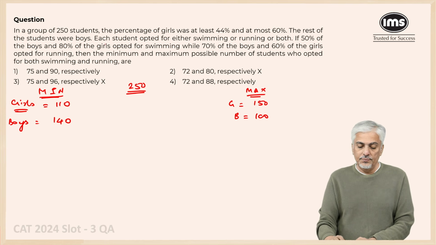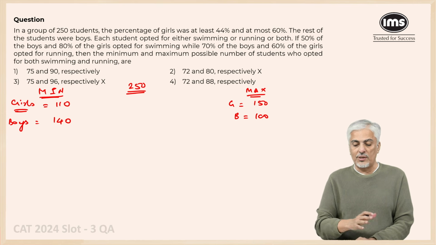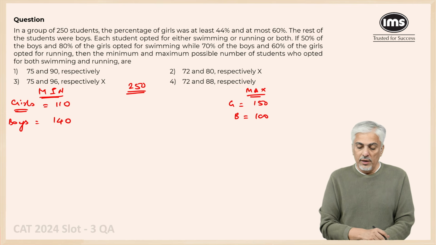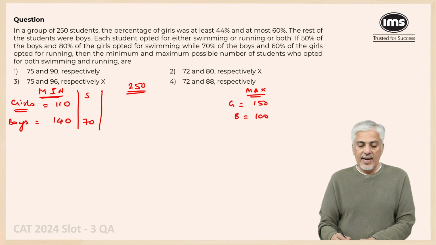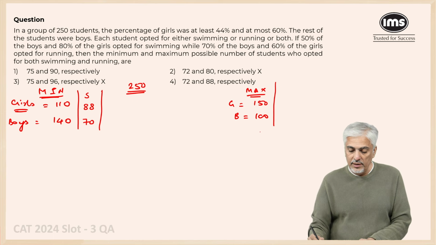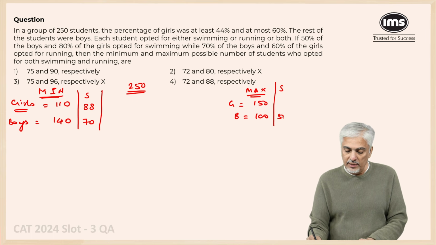Let's read. Each student opted for either swimming or running or both. So, everybody's done either one of the activities or maybe both also. If 50% of the boys and 80% of the girls opted for swimming. So let's look at swimming first. 50% of the boys, so 70, and 80% of the girls, so 88 are doing swimming. Over here also I can do that, swimming. 50% of the boys, that is 50 over here, and 80% of 150 will be 120, do swimming.